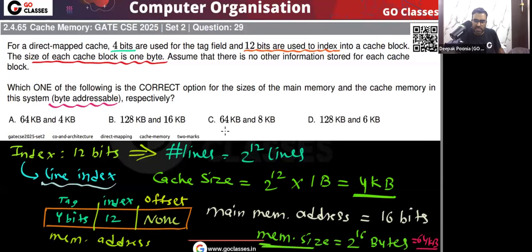So the main memory size is 64 KB and the cache memory size is 4 KB. The answer will be option A. Very simple question. I hope you understood.